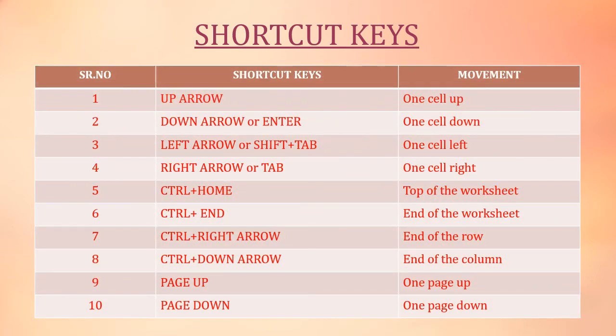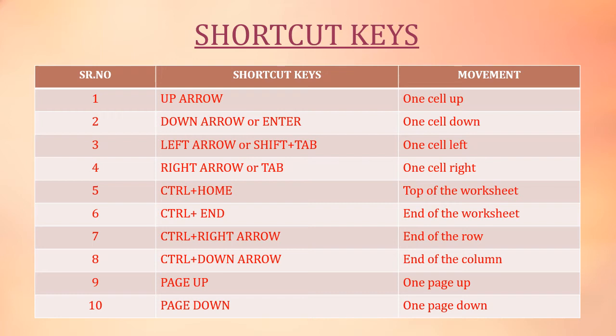Now, there are different shortcut keys which you can use to move around the spreadsheet. Let's have a look at those shortcut keys. In order to move one cell up, use the up arrow key. In order to move one cell down, use the down arrow key or enter key. When you want to shift one cell left, use the left arrow key or Shift plus Tab key. In order to move one cell right, use the right arrow key or Tab key.